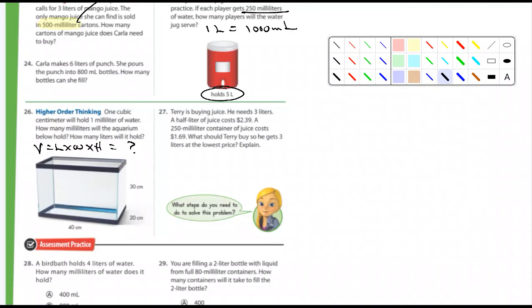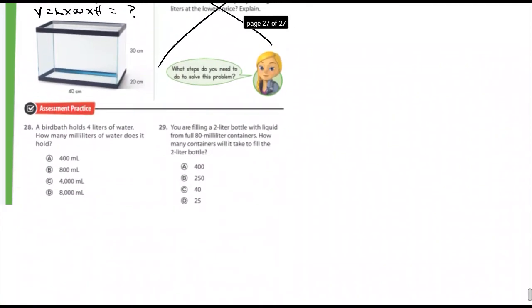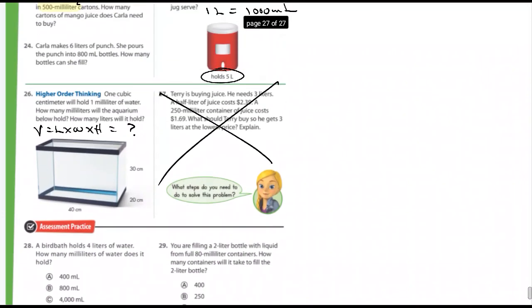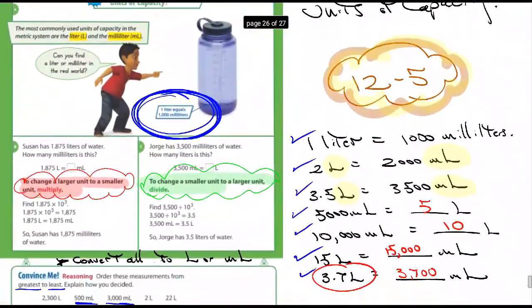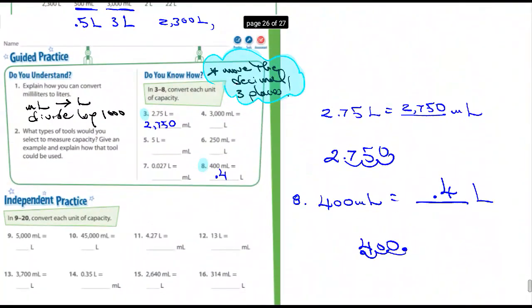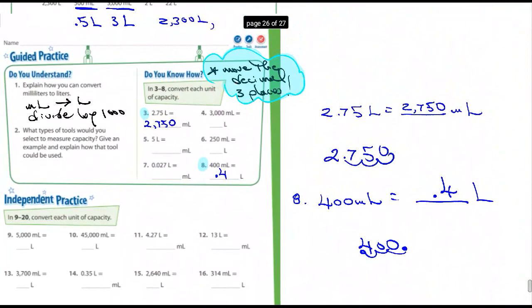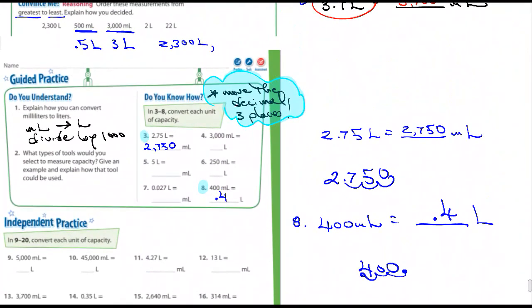27. Jerry is buying juice. He needs 3 liters. Yeah, I'm just going to cross this one out. Cross out 27. Not going to worry about that, just because you got enough to be thinking about. And then, yeah, 28 and 29, you guys can do those. All right. Okay. So, you guys do just the guided practice for not even about 5 minutes, and then we're going to head outside.